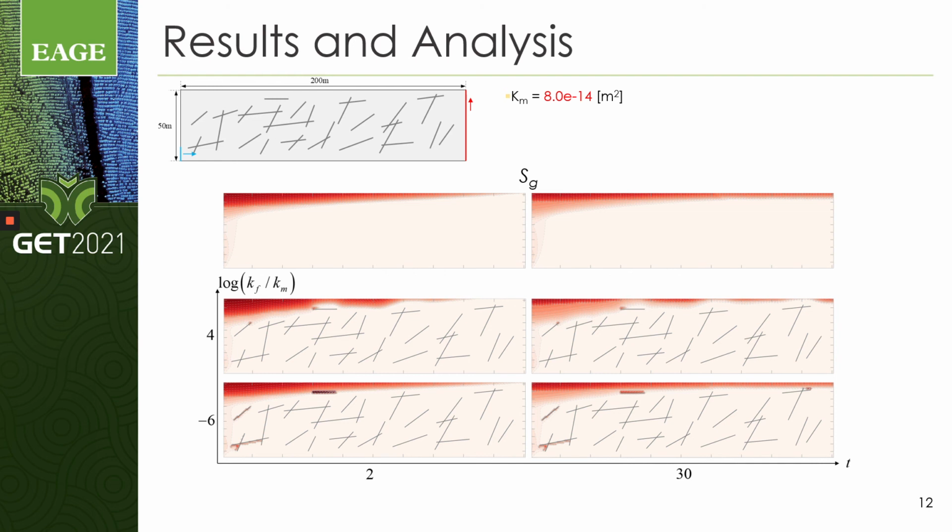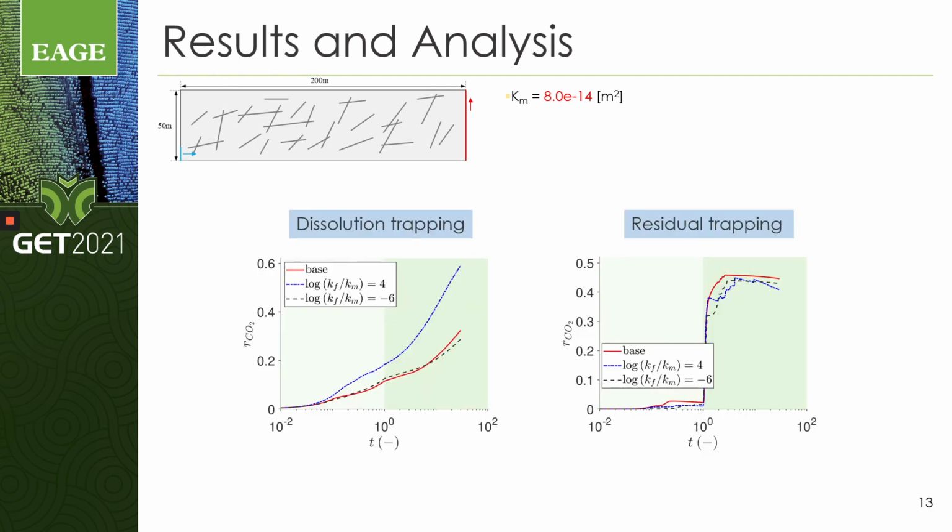And these are the saturation maps of the gas phase. We observe that in the case of highly conductive fractures, the horizontal migration of CO2 underneath the top boundary is interrupted by the upward flow of brine from the fracture tips. This leads to a complex dynamic behavior in terms of the residual trapping, as shown on the right.